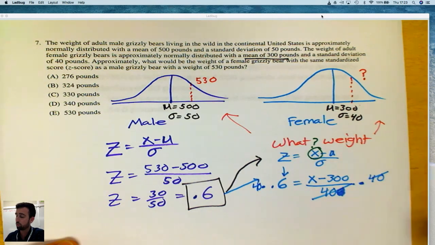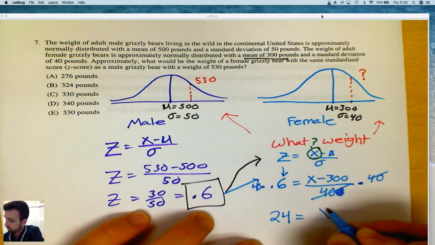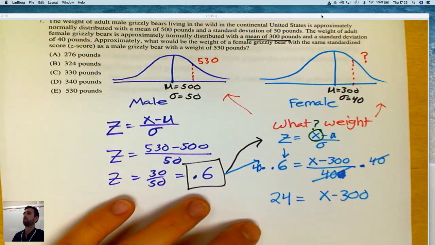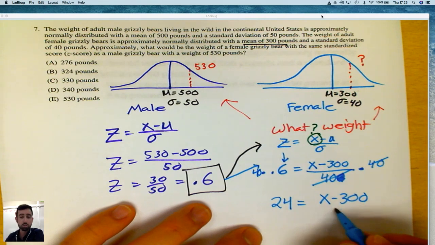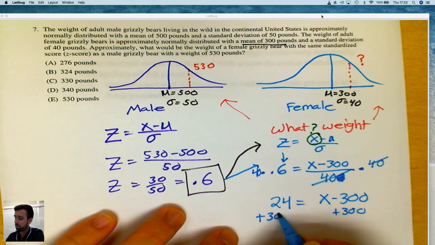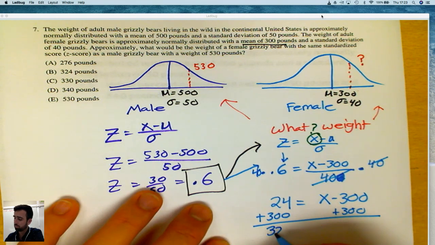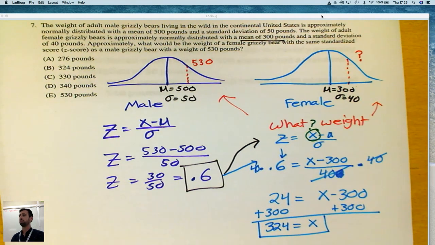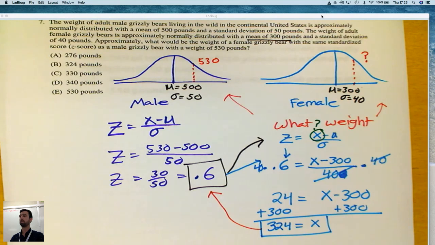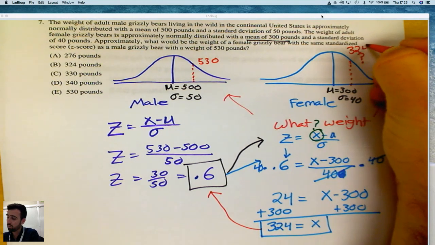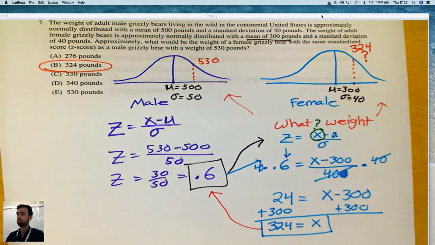Those cancel, which is good. That's what I wanted. 40 times 0.6, I'll use the calculator for that. Gives me 24. Equals x minus 300. Then to undo subtraction, I add 300. And what we end up getting is 324 equals x. So that means a female grizzly bear weighing 324 pounds will have a z-score of 0.6. So this right here is going to be 324. So my answer is B.